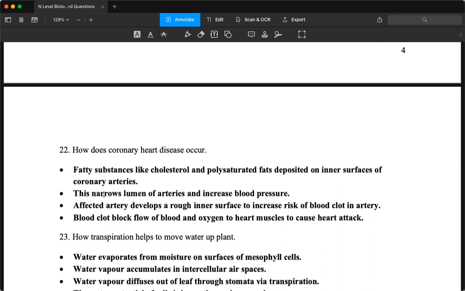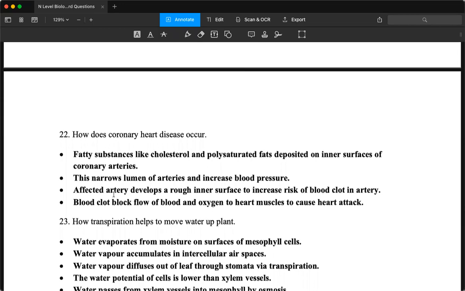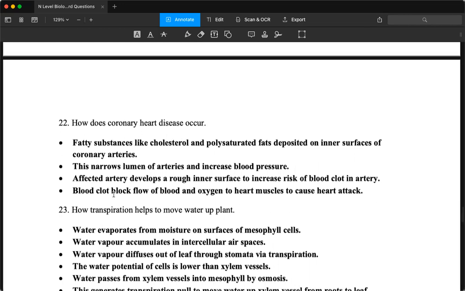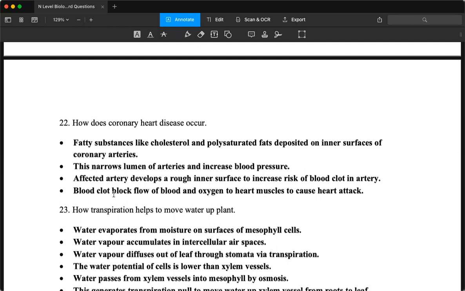So normally people with this condition will experience high blood pressure as well. The affected artery will develop a rough inner surface to increase the risk of blood clot. So there's a blood clot formed in the artery, due to the blockage, due to the inner surface that is rough. And then this blood clot will block the flow of blood and oxygen to the heart muscle and cause a heart attack. So you need to know the importance of sequence, the sequence of events.